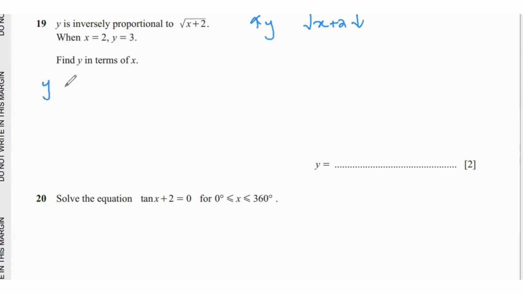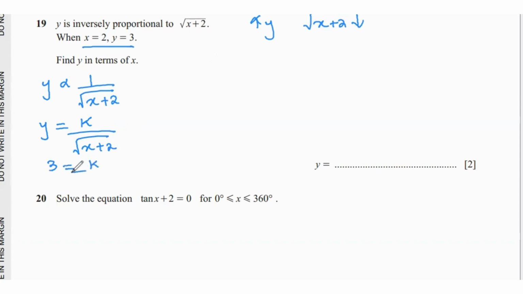So if it's inversely proportional, we write it as 1 over root of x plus 2. And when we remove the sign of proportionality, we have y equals k over root of x plus 2. K is your constant of proportionality. So once we have created this equation, we need to find the value of k using the given values of x and y. So y is 3, k is what we're trying to find, x is 2.